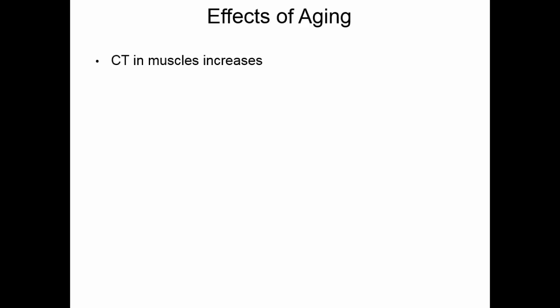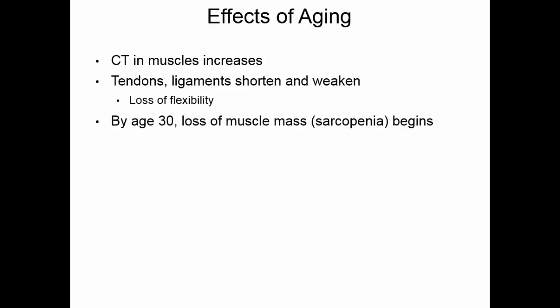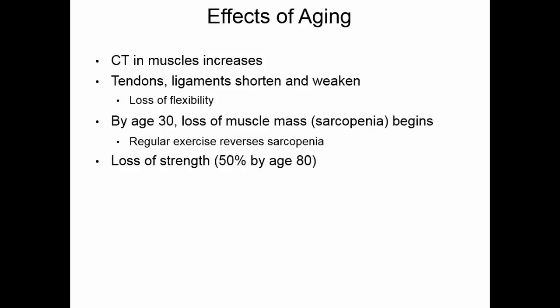As we age, the connective tissue in muscle increases. Tendons and ligaments shorten and weaken, so we lose flexibility. By age 30, we're starting to lose muscle mass. This is called sarcopenia. Regular exercise can help reverse this. There's a loss of strength as we age. By age 80, we're 50% less strong than we were when we were 20.